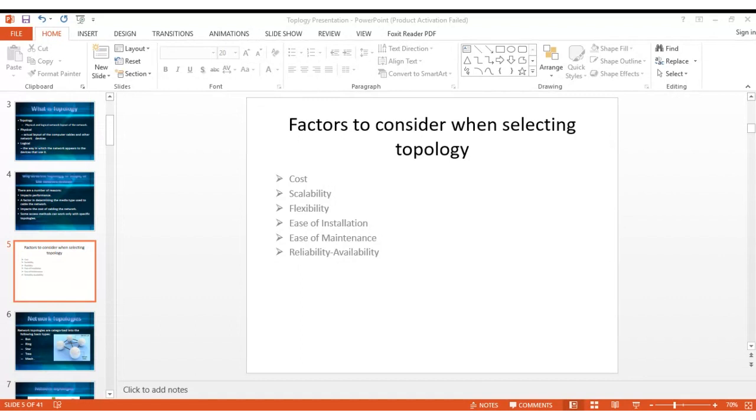Then the next one is called reliability. That topology is supposed to be reliable. It's supposed to be available to all the users whenever required. Remember, we have people who depend on that topology to achieve the organization's goals. So it's supposed to be available, and even if there is some maintenance, it should take the least time. So these are the factors you have to consider before you select a topology.